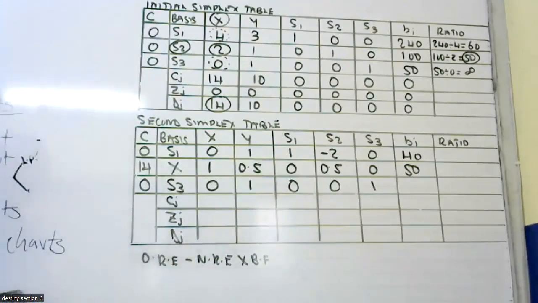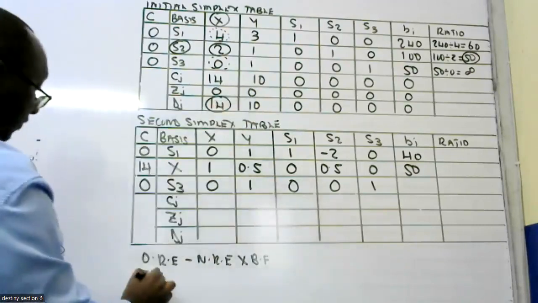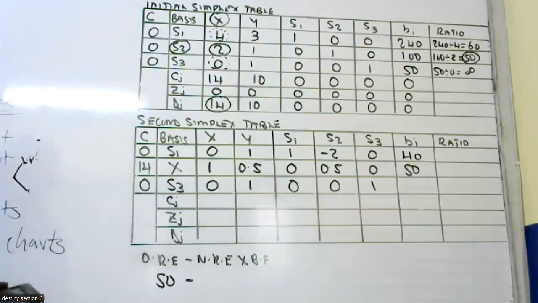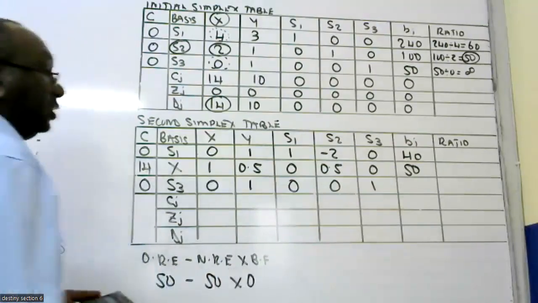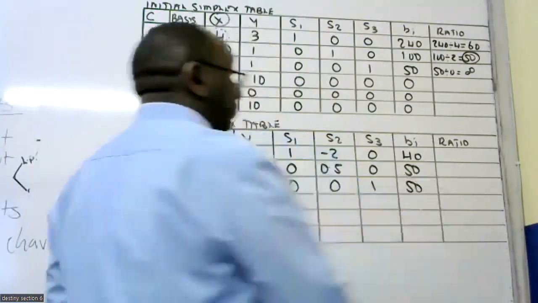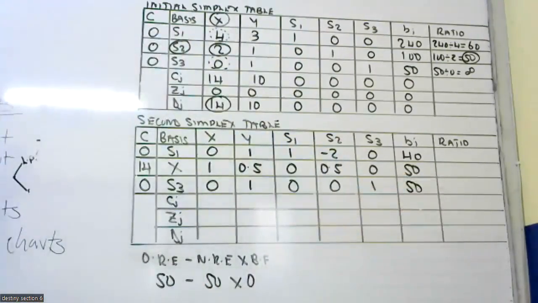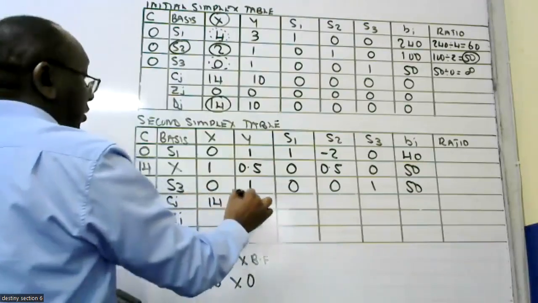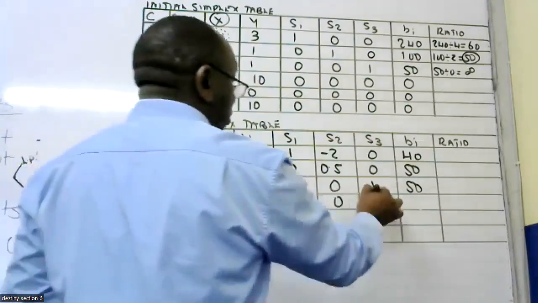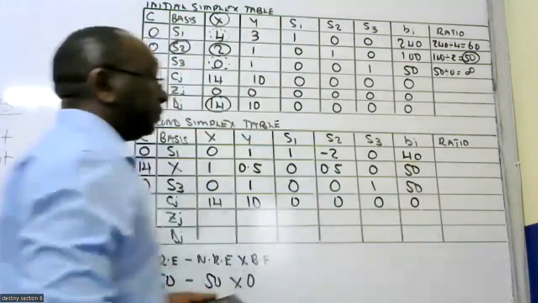And the last one is the old row. There it has 50. The new row has 50. The balancing is 0. So this gives us 50. CJ, I told you that has not changed. So we have 14 here. 10, 0, 0, 0, 0.